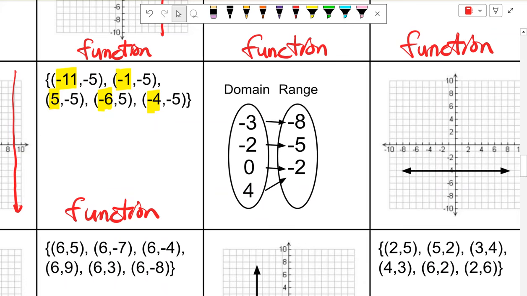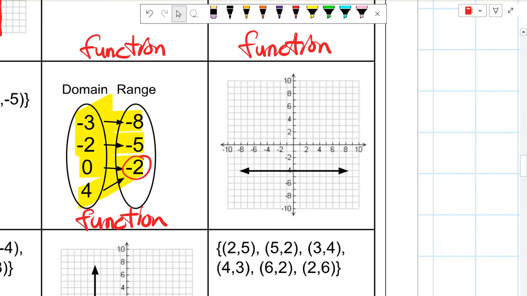Here we have a set of domains, and we can see that -3 belongs to one thing, -8; -2 belongs to one, -5; 0 belongs to 1, -2; and 4 belongs to 1, -2. And therefore, since we have all different inputs, that is a function. Remember, the y's or the range or the outputs can repeat. And this one's repeating, and that's just fine. The x's cannot.